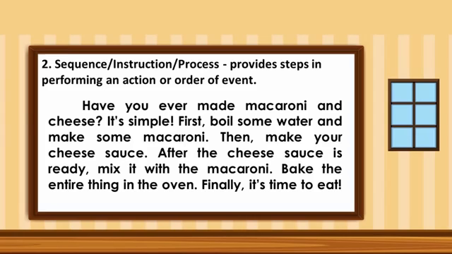Example: have you ever made macaroni and cheese? It's simple. First, boil some water and make some macaroni. Then, make your cheese sauce. After the cheese sauce is ready, mix it with the macaroni. Bake the entire thing in the oven. Finally, it's time to eat. What is the text about? Yes, it is about the steps on how to make macaroni and cheese.